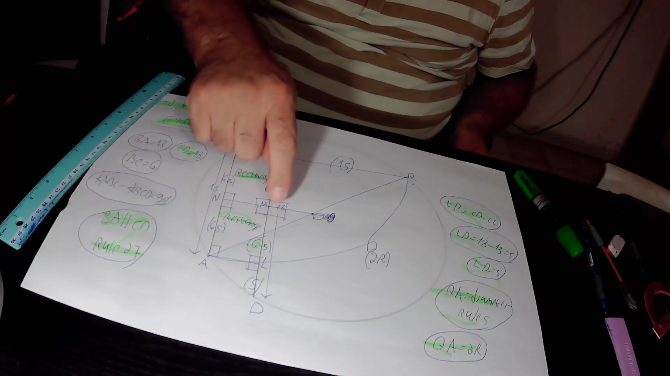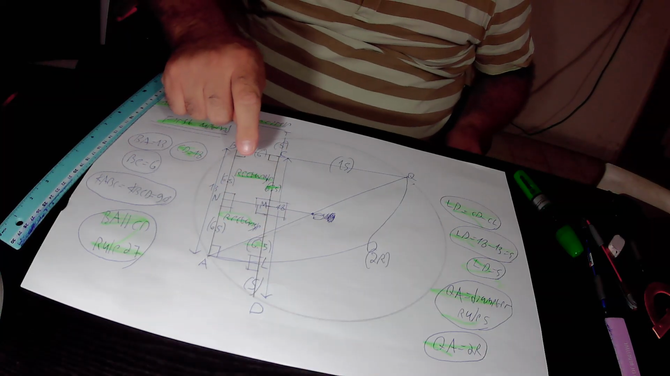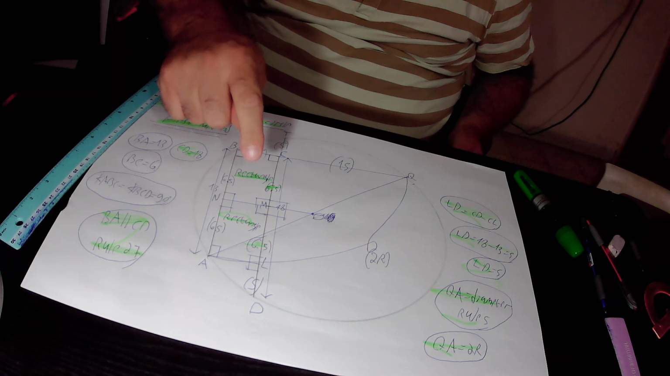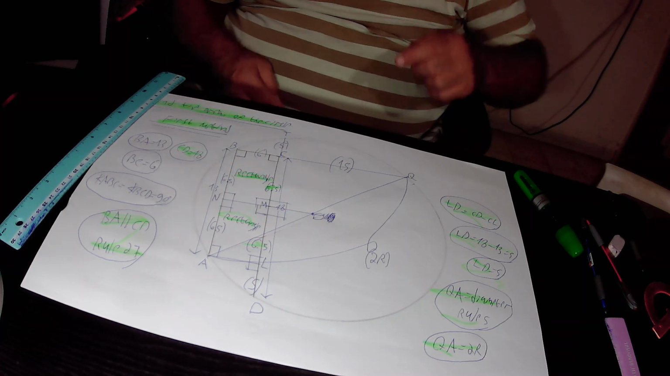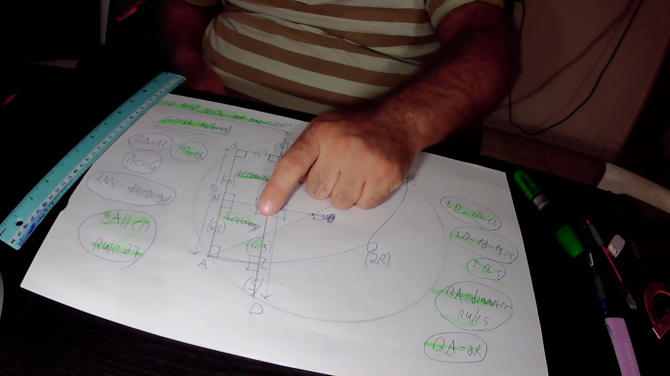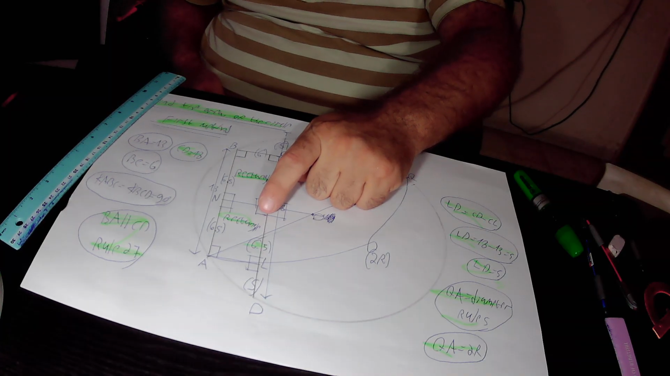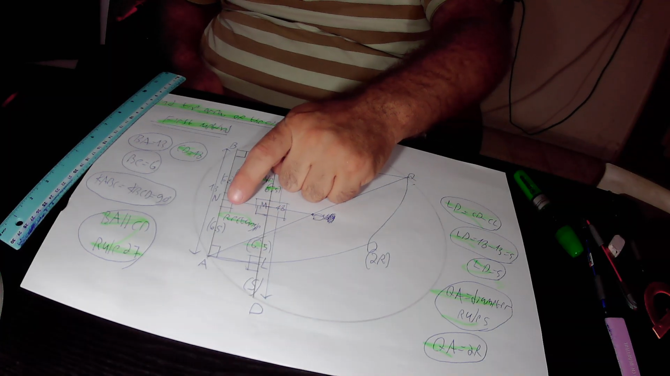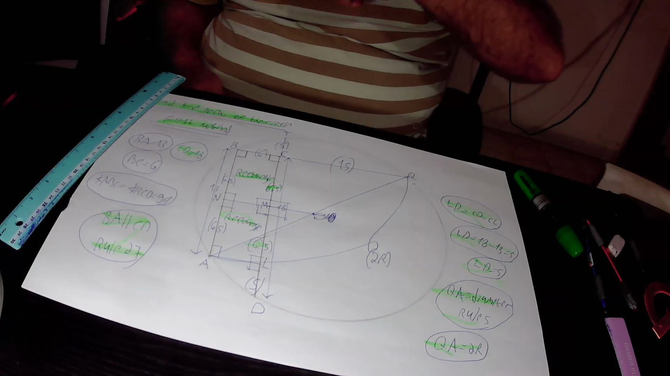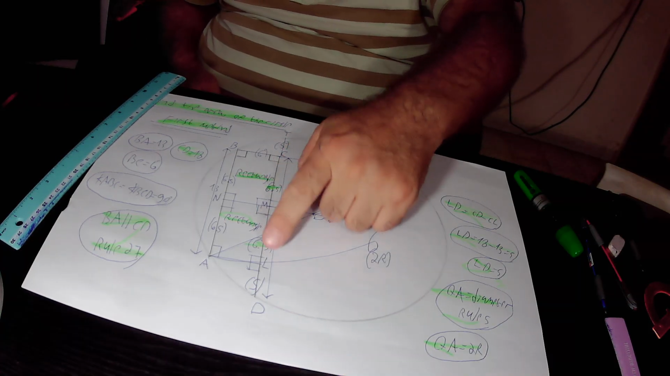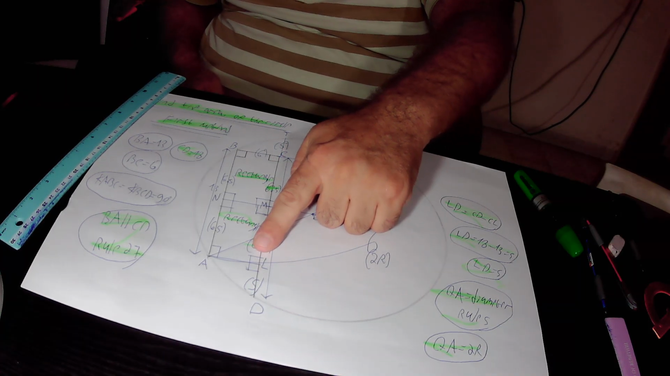Inside quadrilateral MNLA, we have right angles. We already found out that this angle is equal to 90 degrees according to rule 3. This angle is equal to 90 degrees according to what I already explained. And this angle equals 90 degrees according to our construction.